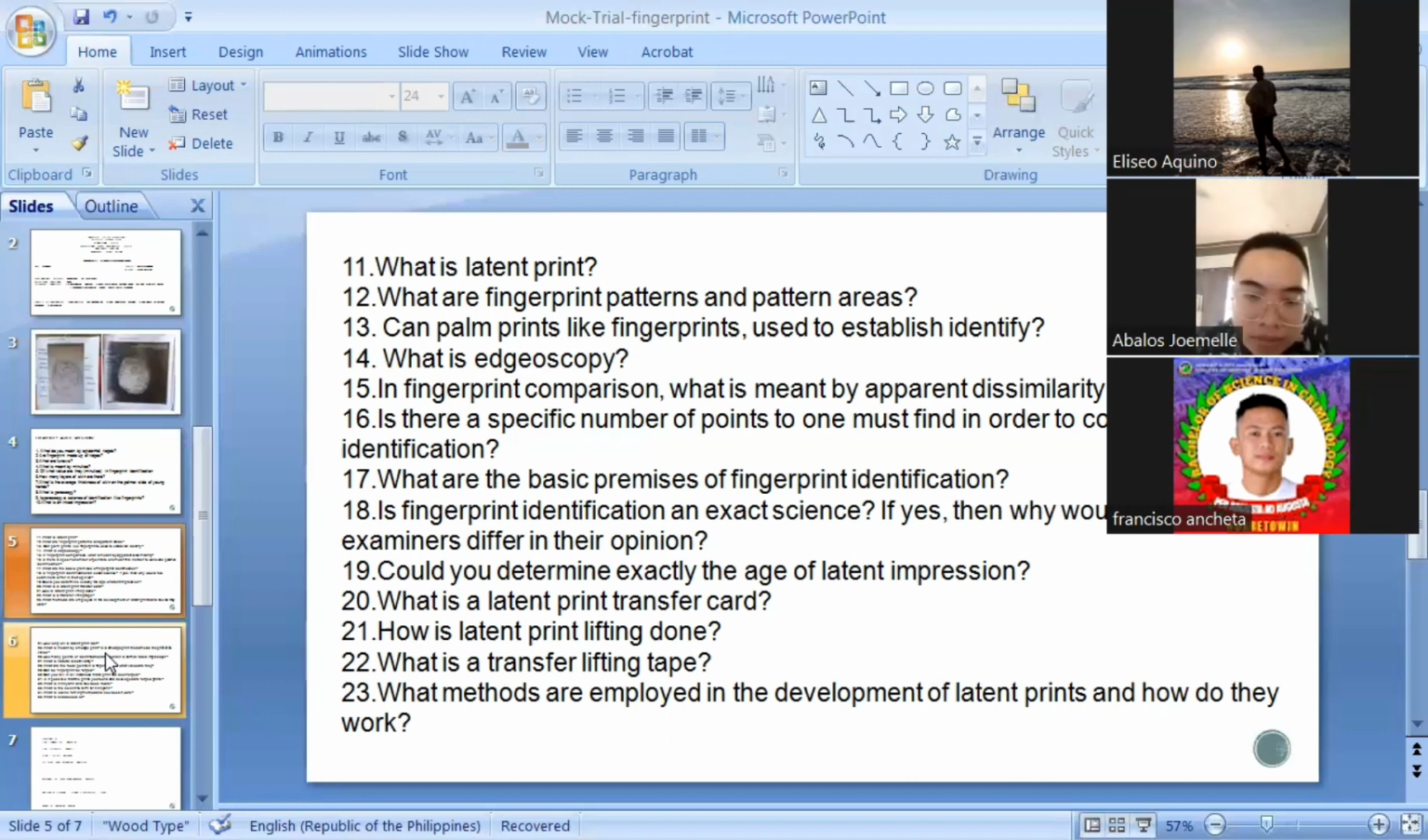20, what is latent print transfer card? Latent print transfer card is where we use an adhesive tape to transfer a print onto a card. How is latent print lifting done? It is done through lifting the print by using adhesive tape.